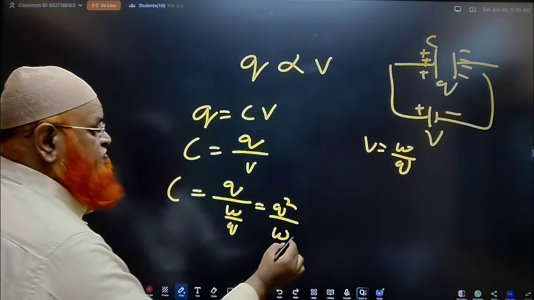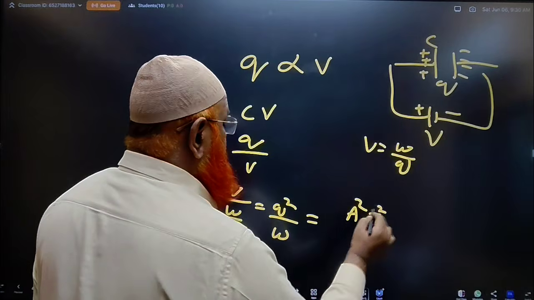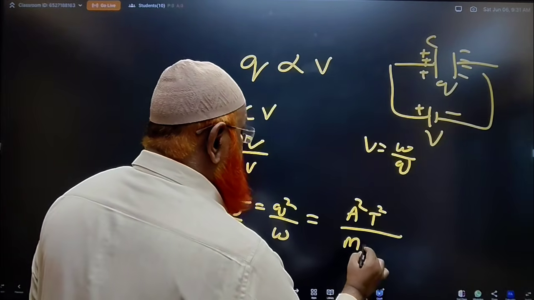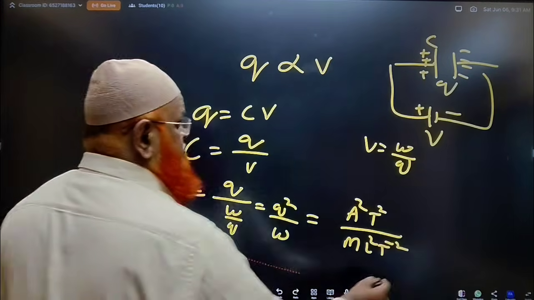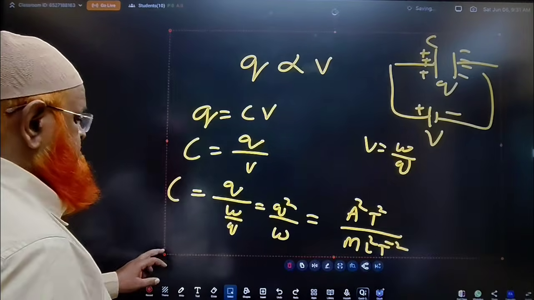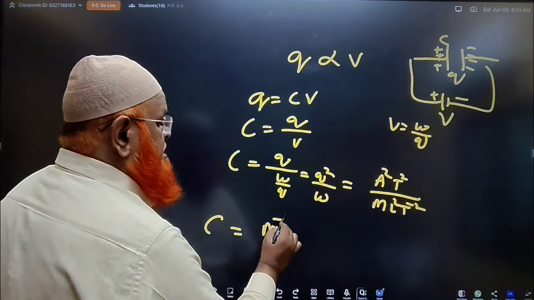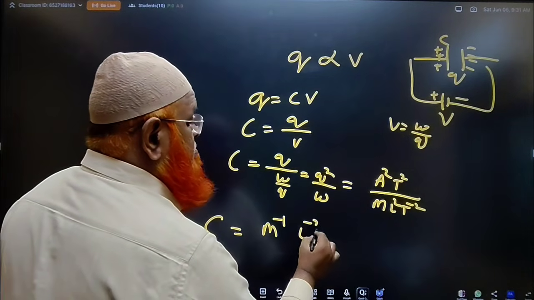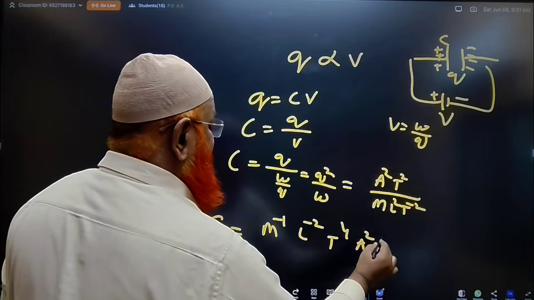So therefore the dimensional formula for C: Q means A square T square, because Q is equal to IT, and W is nothing but ML square T power minus 2, because it's the work done here. So the final formula is C equal to M power minus 1, L power minus 2, T power 4, A square. Is it okay?